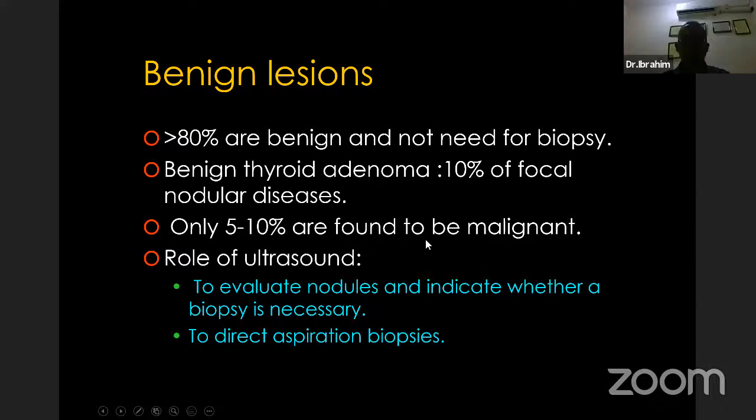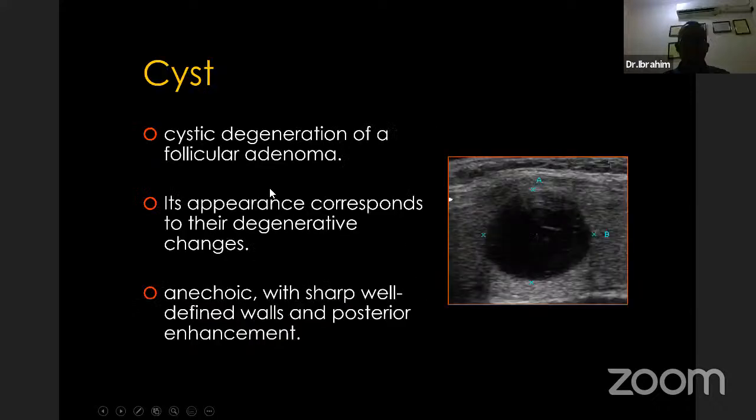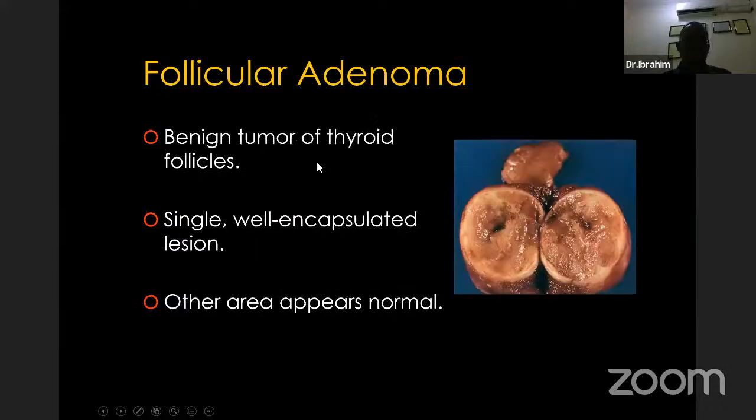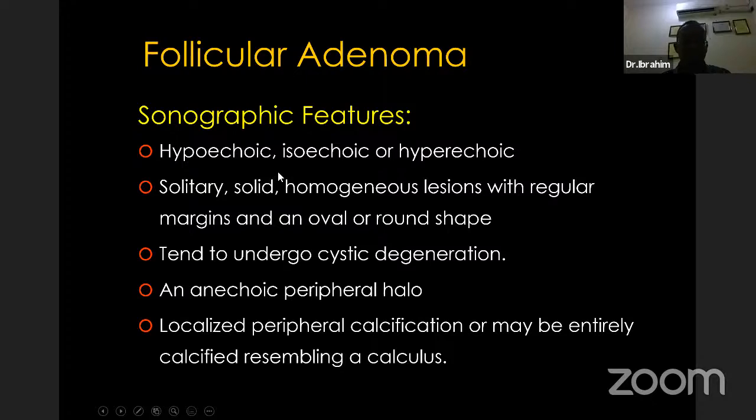Follicular adenoma. Follicular adenoma is a benign tumor of thyroid follicles. It is usually a single, well-encapsulated lesion. The other areas of the gland usually appear normal. Sonographically, the follicular adenoma has a spectrum of appearances that depends on the contents. It can be hypoechoic, isoechoic, or hyperechoic to the normal thyroid tissue. Most adenomas are solitary, solid, homogeneous lesions with regular margins and oval or round shape.